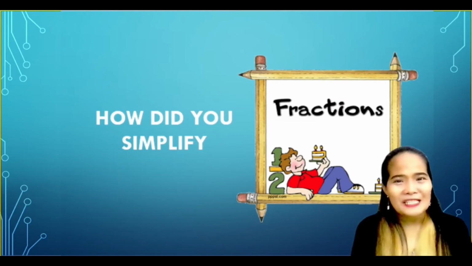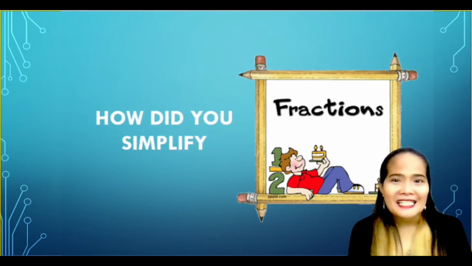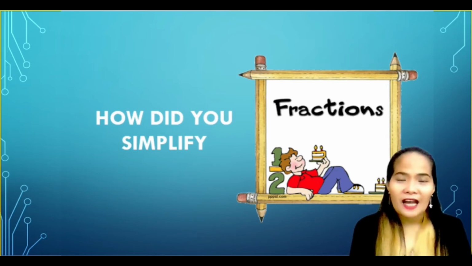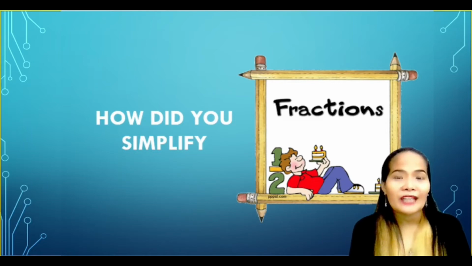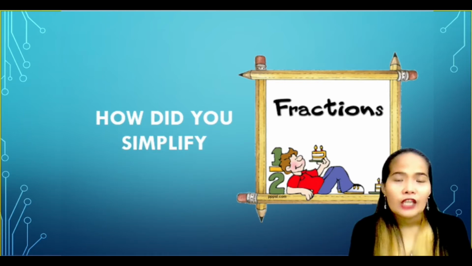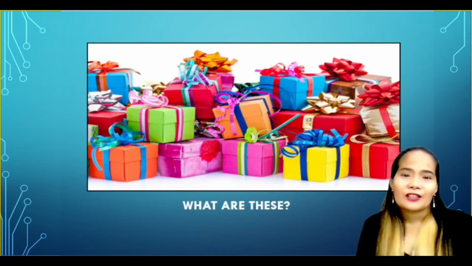So from the previous activity, how did we simplify fractions? Okay, that's good. Pupil number 6. That is correct. We simplify fractions by looking for the greatest common factor of the numerator and the denominator. Once you have the GCF, you will divide the numbers by the GCF. Very good, class.